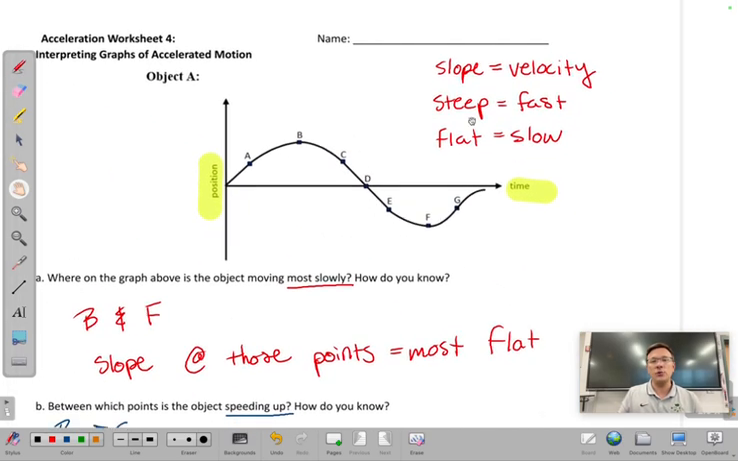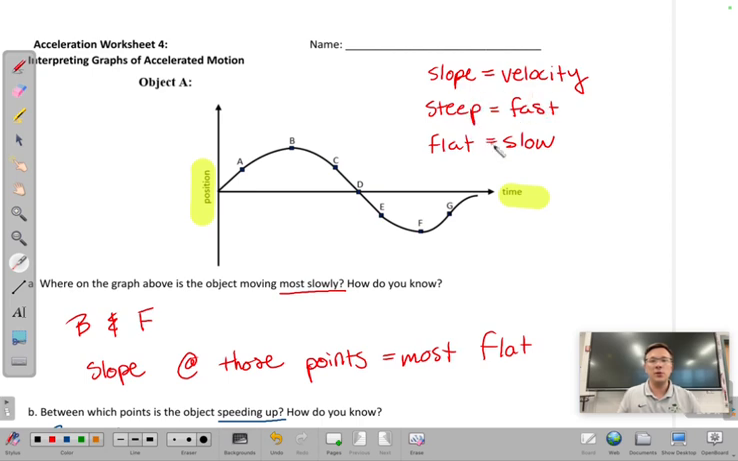Direction on this graph is not something that we put up here in our things to remember, but the direction that the object is moving is going to be related to which direction the slope is. Is it a positive slope or is it a negative slope? We can see from the start to point B, we do have a positive slope here. And then from point B to point F, we have a negative slope. And then as it goes from F to G over here, again, we have a positive slope.